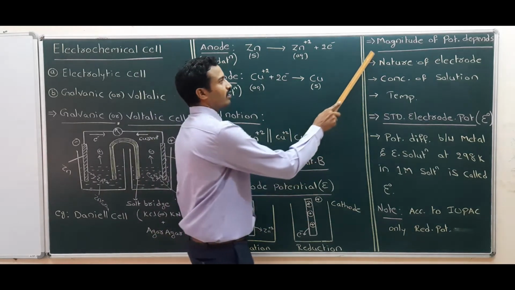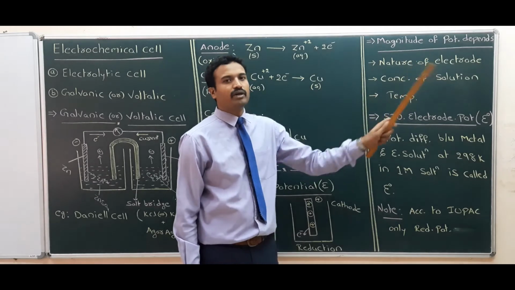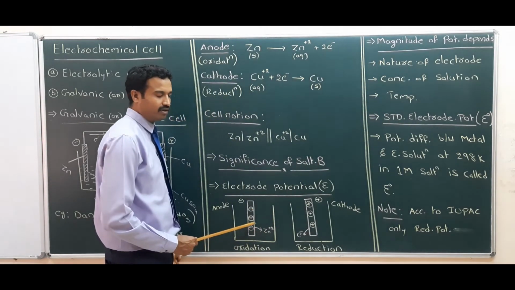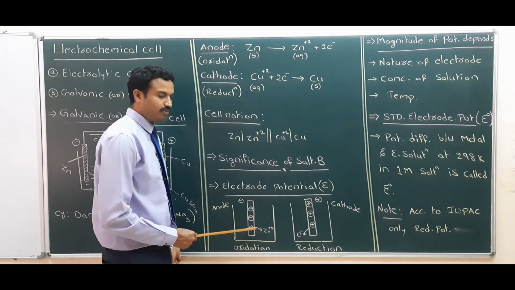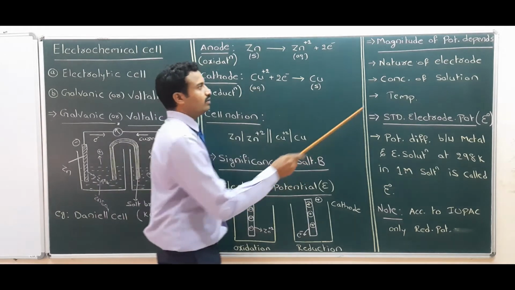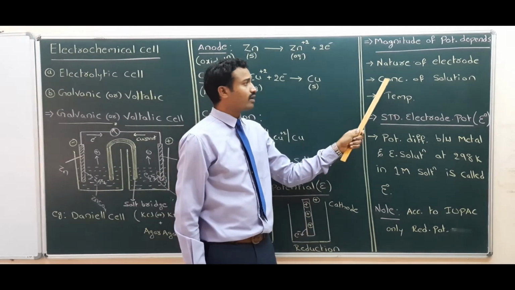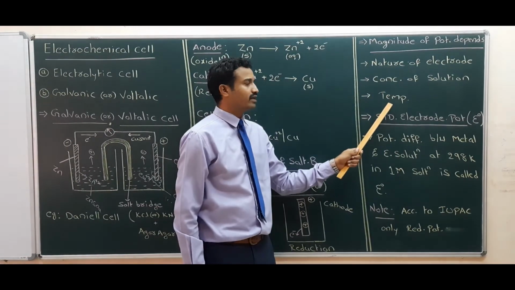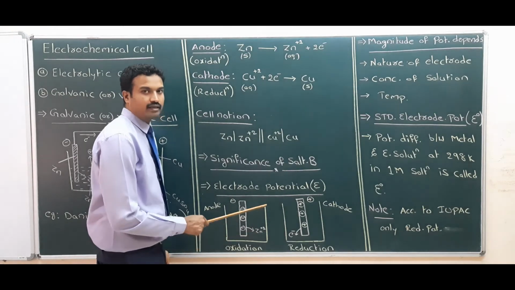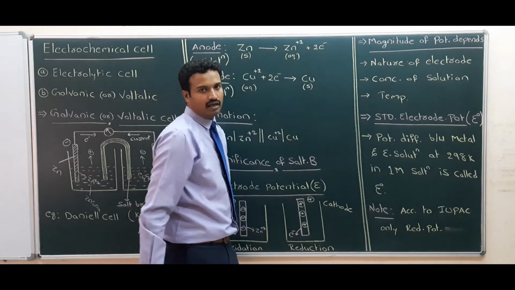Next topic, the magnitude of the potential depends on what? Electrode potential means the potential difference arising between the electrode and its own ion solution. This potential depends on the nature of the electrode, the concentration of the solution, and the temperature. These are the three factors that influence the potential of an electrode.